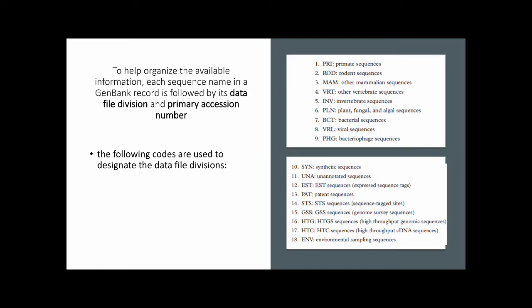For example, synthetic sequences, unannotated sequences, and there are a lot of unannotated sequences actually there. EST, expressed sequence tags. We have patent sequences. These are, for example, intentionally mutated sequences patented by industries, usually used for industries. GSS, we have genome survey sequences, sequence tagged sites, high throughput genomic sequences, etc. So these are usually where those sequences originated.